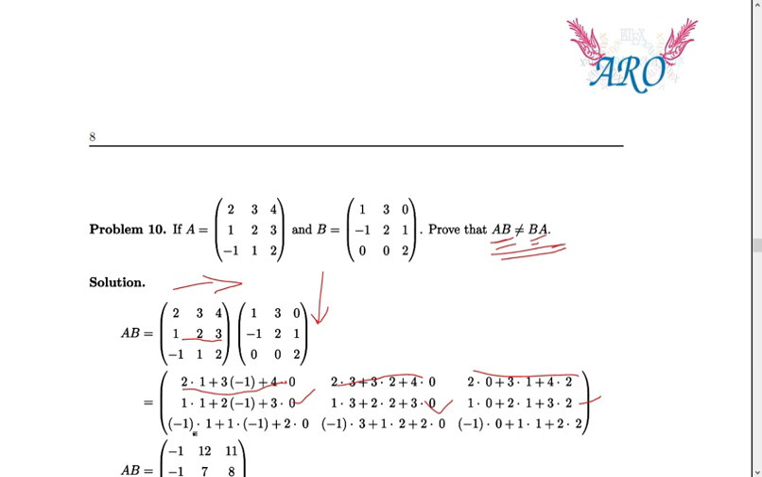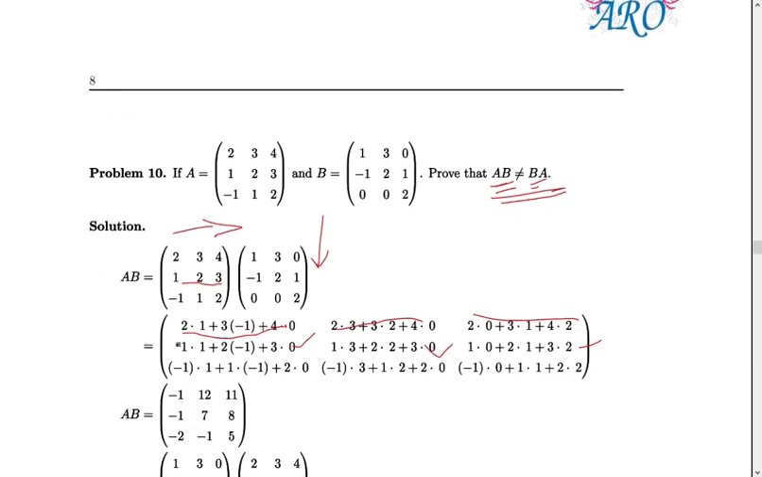Proceeding like this, we get AB equal to: 2 minus 3 plus 0, that means minus 1 as the first entry. Second entry, 6 plus 6 plus 0, so 12. The last entry is 0 plus 3 plus 8, 11. In a similar way we get the whole matrix AB. Call it equation number 1. This matrix is AB.